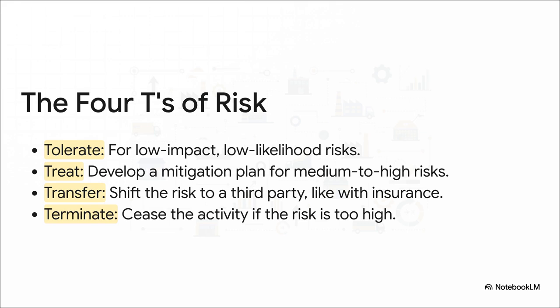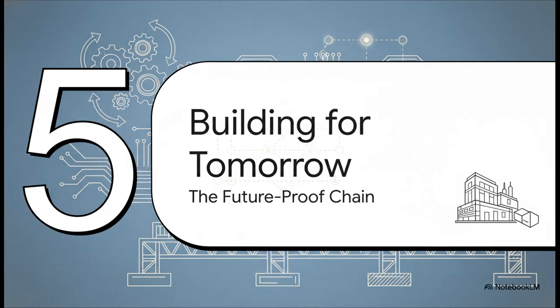Okay, so once you've sized up your risk, you've basically got 4 choices. We call them the 4 T's. For minor risks, you just tolerate them. For the big ones, you treat them with a mitigation plan. Some risks you can transfer to someone else, like through insurance. And finally, if a risk is just too big and scary, you terminate the activity. This is a super useful framework, especially when you need to justify how your network plan is going to handle problems.